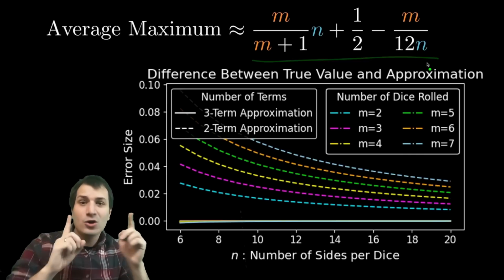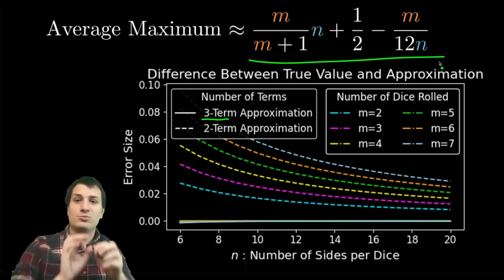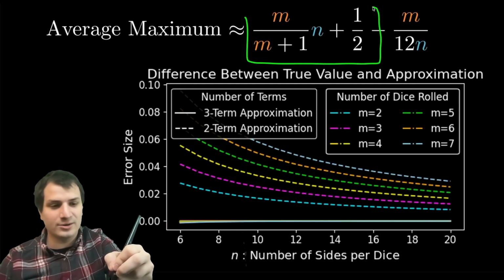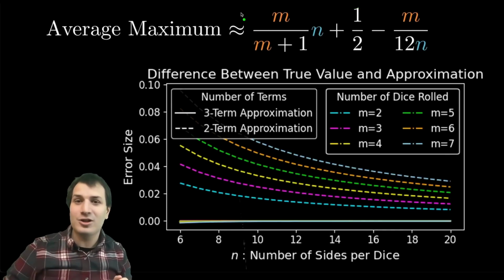And I've plotted 2 things on here. There is the 3-term approximation. That's my approximation with all 3 terms. And there's the 2-term approximation. That's just these first 2 terms. And that is exactly what Matt Parker came up with. So let's see how close these approximations are.